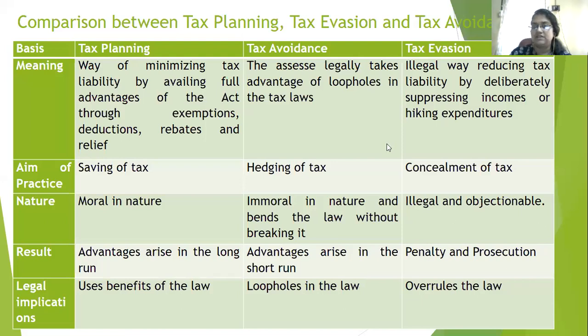Whereas tax evasion is a completely illegal way of reducing the tax liability by deliberately suppressing incomes and hiking expenditure. Now, what is the aim of each practice? The aim of tax planning is saving of tax, whereas tax avoidance is hedging of tax. You do everything so that you need not pay tax. You're not saving tax, you're not paying tax, but you are hedging tax, right? And for the other one, tax evasion, it is pure concealment of tax payment.